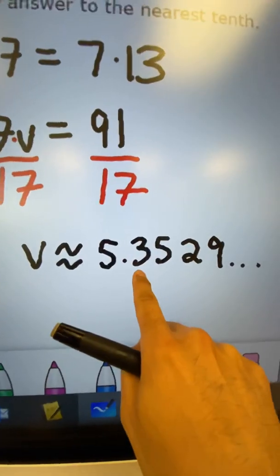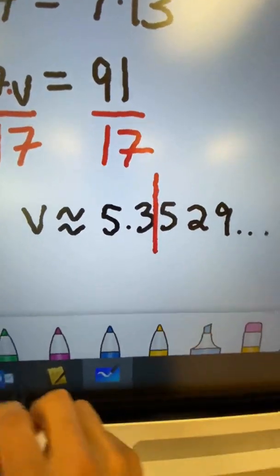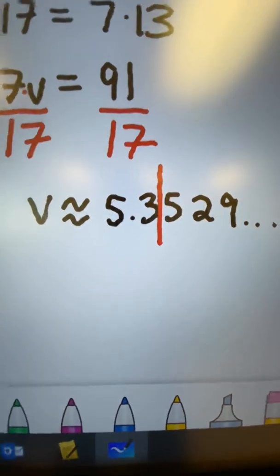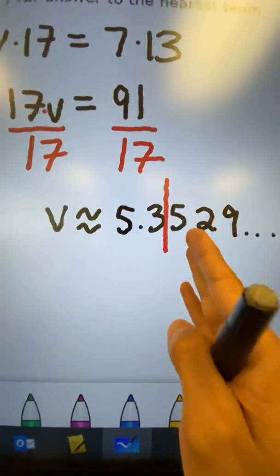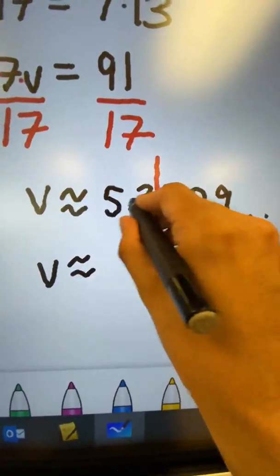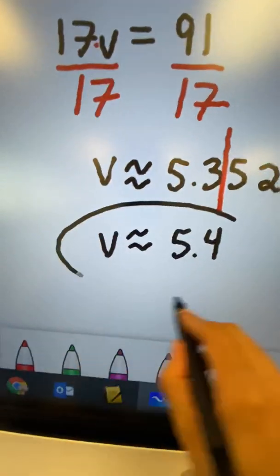So that means the tenth place is always the first value after the decimal. So that means I don't want numbers past that. And when you're rounding, you look at this number to the right. If it's 5 or more, think about 5 as like a halfway point. If your number is like halfway, then you know that it's going to round up to the nearest value. So the next number up will be 5.4. And that would be my final answer.